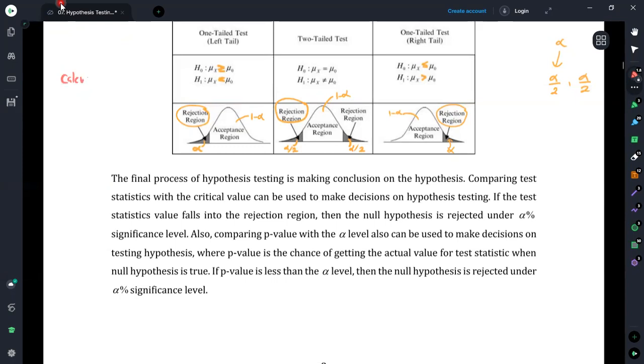Suppose that using a test statistic we are calculating a value. If the calculated value falls into the rejection region, then what we have to do is reject our null hypothesis. Therefore, if the calculated value falls into the rejection region, then we have to reject the null hypothesis.